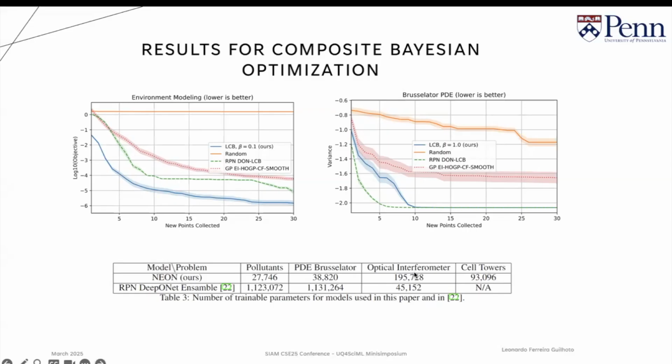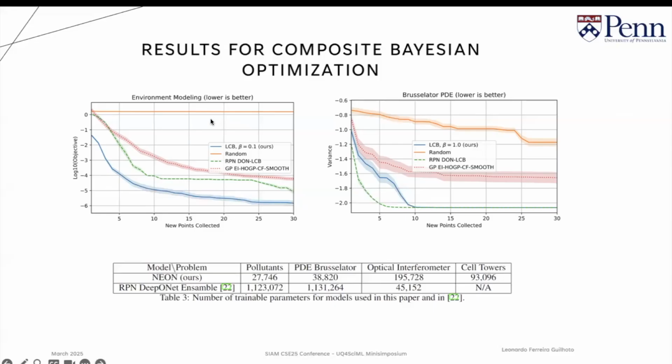And what we found is that compared to other results that were published in the literature, so not even results that we ran ourselves, but just looking at what was published in other papers in recent years, our method generally works very well, better than Gaussian processes and ensembles of DeepONets, while requiring significantly fewer parameters. Over here, you can see two benchmarks, and on the x-axis, we have the number of points that were collected, and on the y-axis, the objective we're trying to capture.